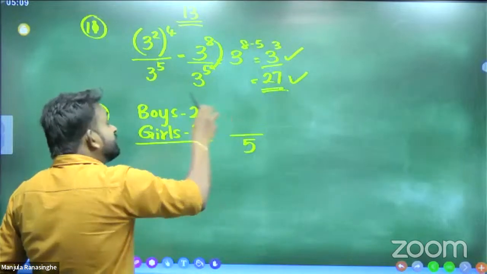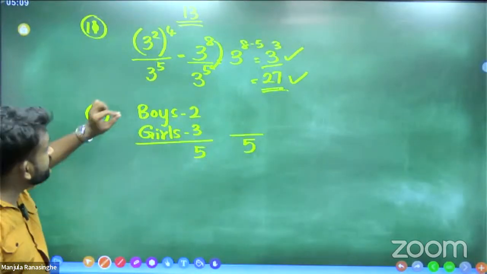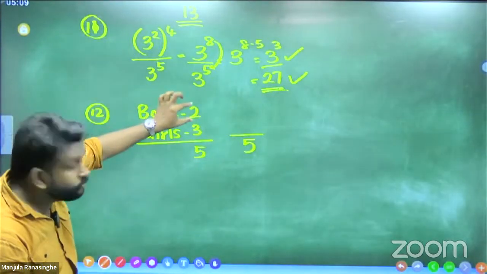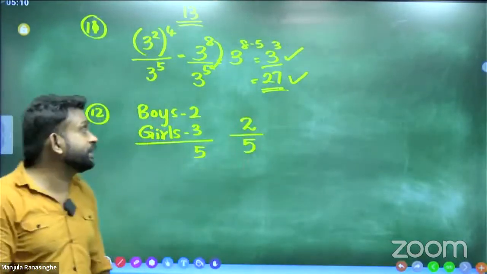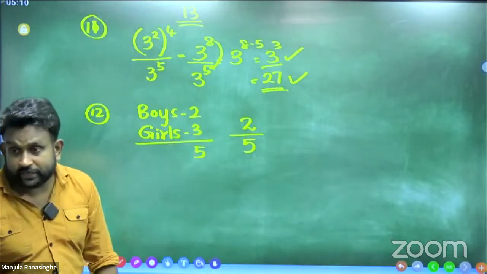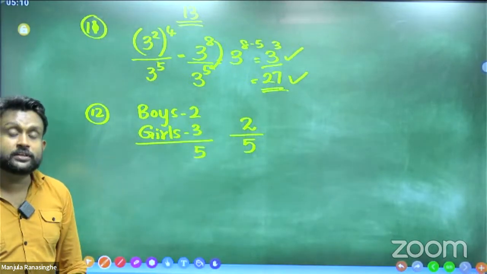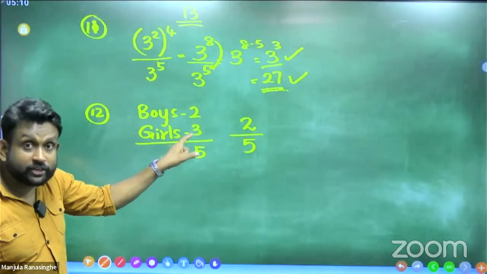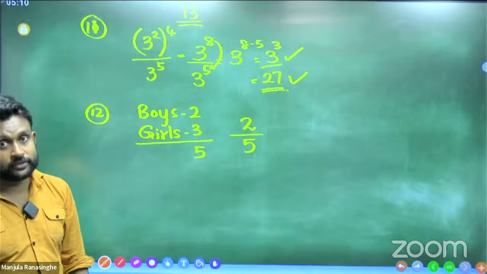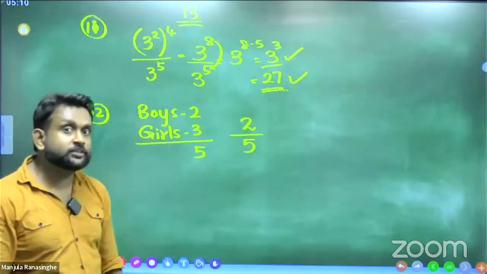Above that, the certain event results. The certain event is being a boy. So how many boys are there? 2 there. So the probability of being a boy is 2 upon 5. Here it is asking about being a boy for the team. If it were a girl, girls are 3, then 3 upon 5. So that's the probability nature. Fine.